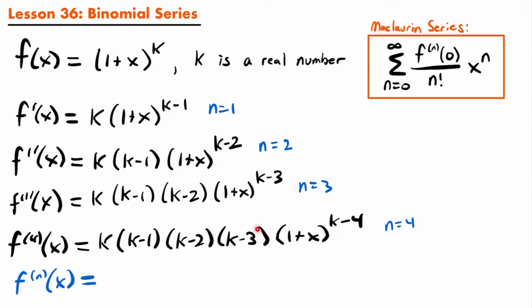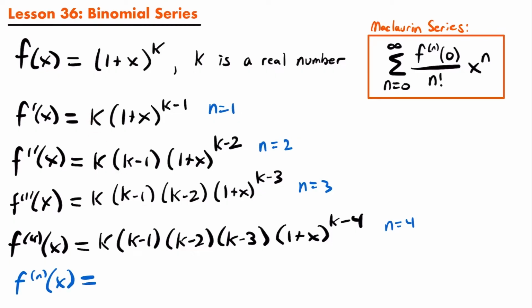So notice that the last quantity of the coefficients is k minus a value that is 1 less than the value of n, right? For the fourth derivative, we have k times k minus 1 all the way up till k minus 3, and 3 is 1 less than 4. For the third derivative, we have k multiplied by k minus 1 times k minus 2, and 2 is 1 less than 3. For the second derivative, we have k times k minus 1, and 1 is 1 less than 2. And then for the first derivative, we have just k, which you could say is k minus 0, and 0 is 1 less than 1.